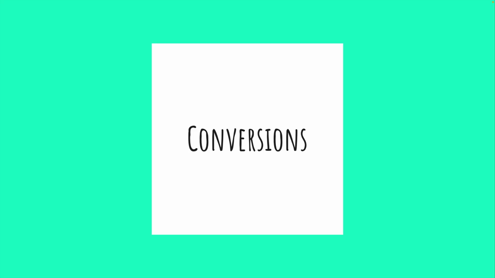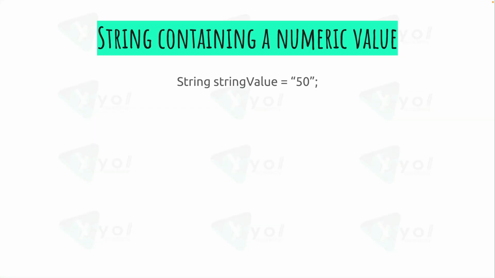Now let's take a look at the details of the conversions. Imagine you have a string named stringValue initialized to 50. The value 50 is a string literal. It's enclosed in double quotation marks, and this is treated as a string. If we try to do stringValue plus 10 and assign this result to an integer, this will be an error.